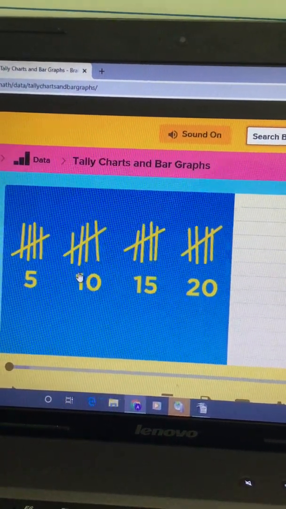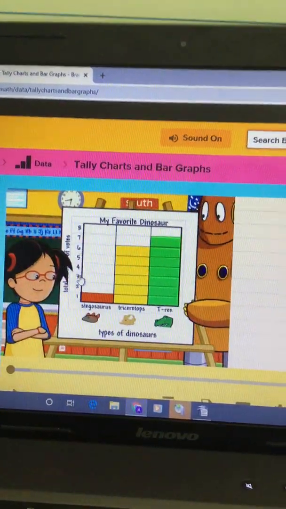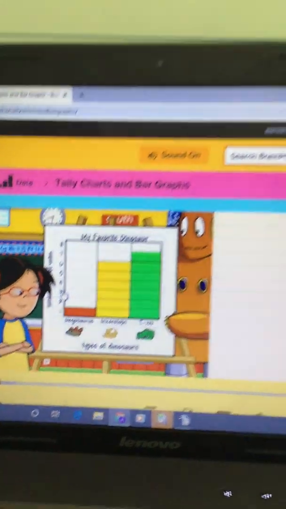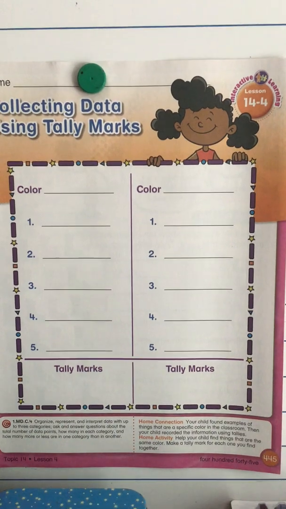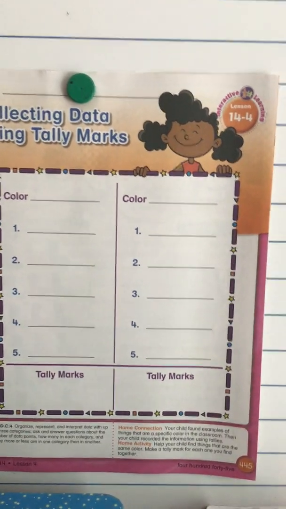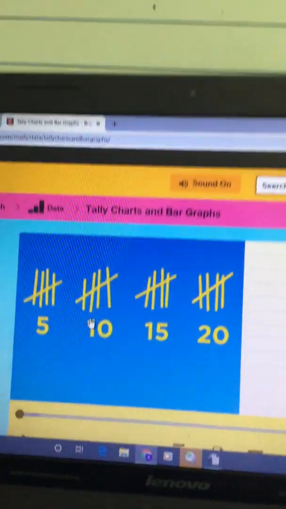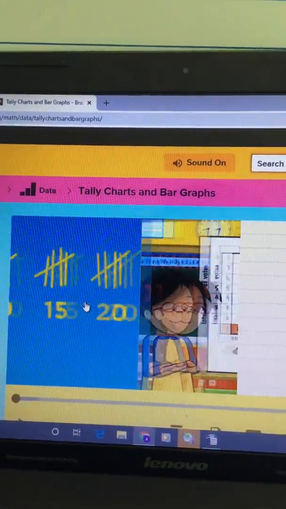Today for math, we are going to start off with a Brain Pop about tally charts and bar graphs, and then we are going to be working on lesson 14-4 where we practice using tally charts and making graphs. All right, so let's watch our Brain Pop first and then we'll get into our math.